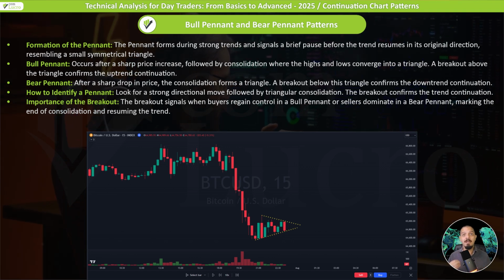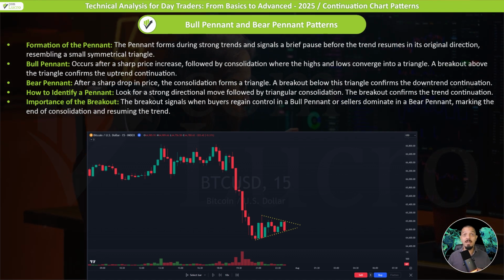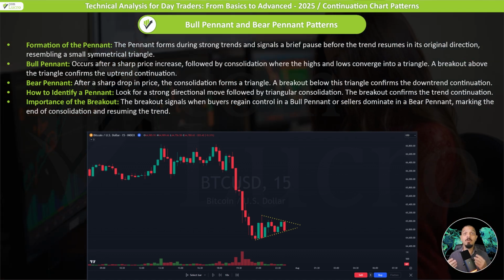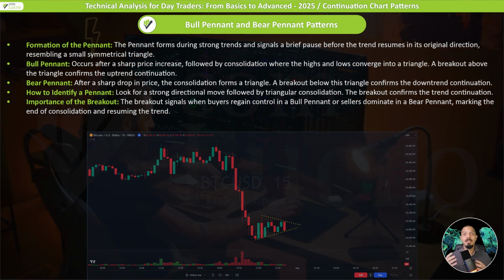To identify a pennant, look for a strong directional move followed by a triangular consolidation. The breakout from this consolidation confirms the continuation of the trend. The breakout is crucial as it marks the point where buyers regain control in a bull pennant or sellers dominate in a bear pennant, signaling the end of the consolidation and the resumption of the trend.